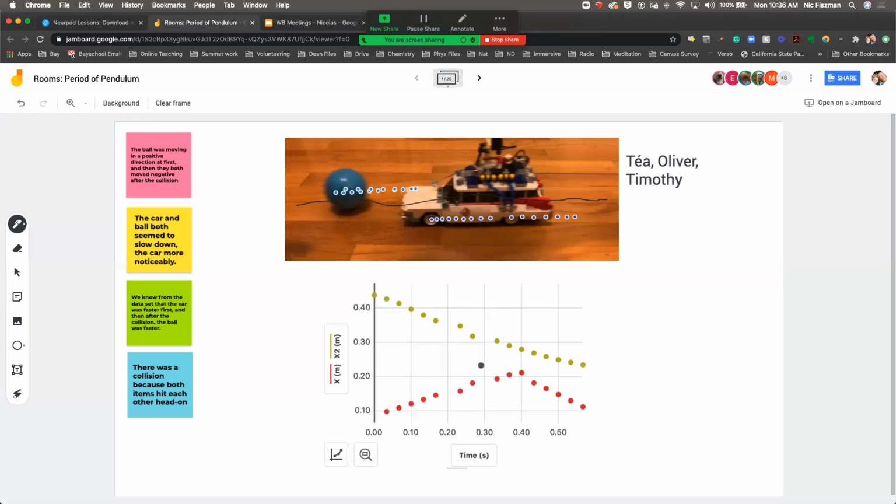Maybe, right? So if it's steeper, it's faster, right? And then after the collision, the red is steeper than the green. So the ball is going faster than the car, right? And the car is going backwards the whole time because you see it's going down, right? And the ball was going forward and then it's going backwards. Cool. That's awesome. Thank you so much.